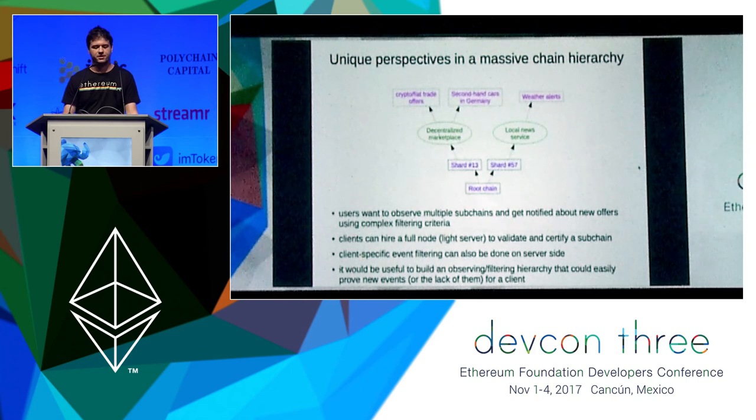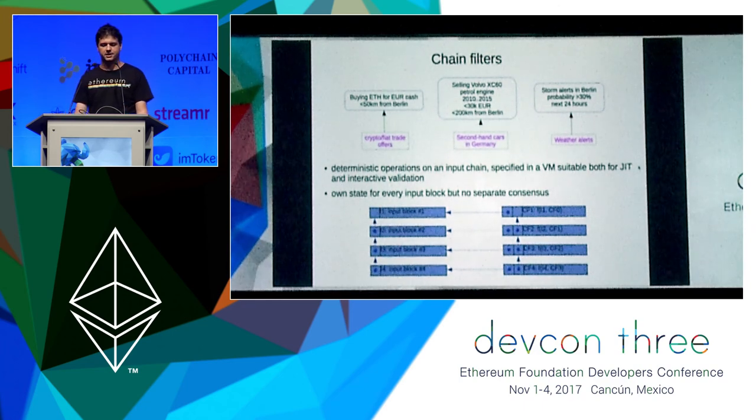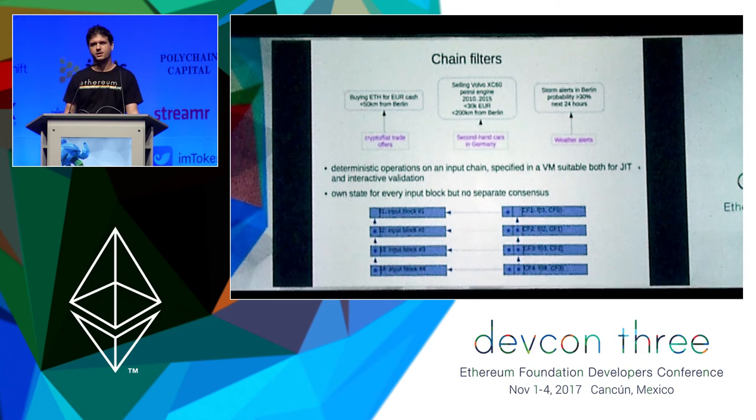So let me just define two very simple primitives that could achieve this. One of them is called the chain filter. A chain filter is a deterministic set of operations performed on an input blockchain, and it is specified preferably in a virtual machine that is suitable both for just-in-time compilation and interactive validation. And a chain filter can have its own state, but not its own consensus mechanism, because chain filter blocks are deterministic functions of previous chain filter blocks and new input blocks.